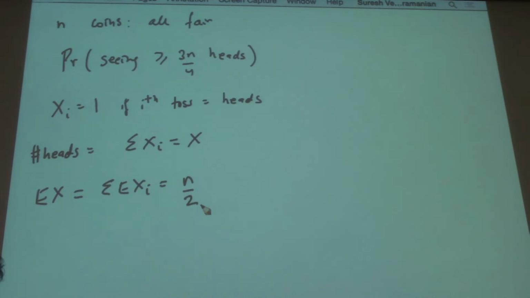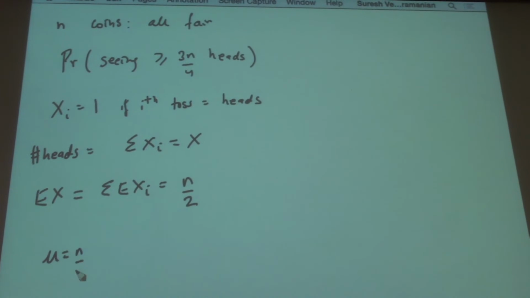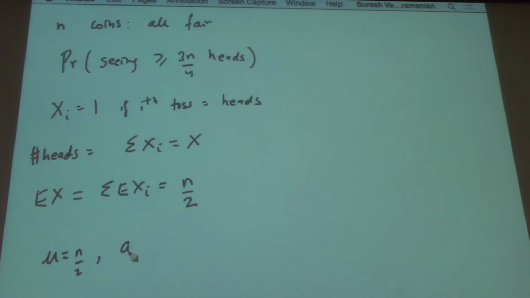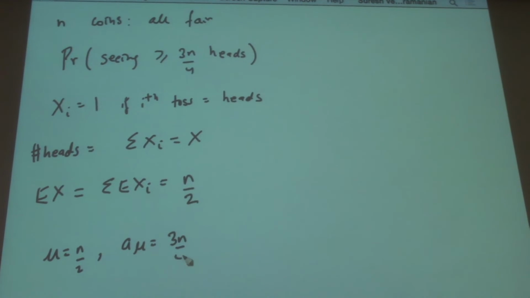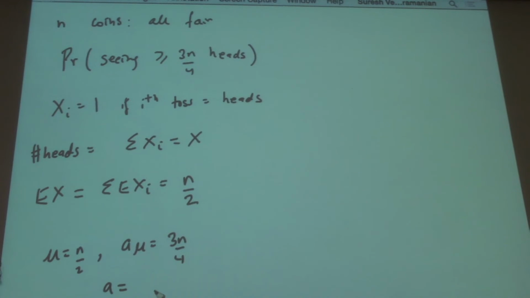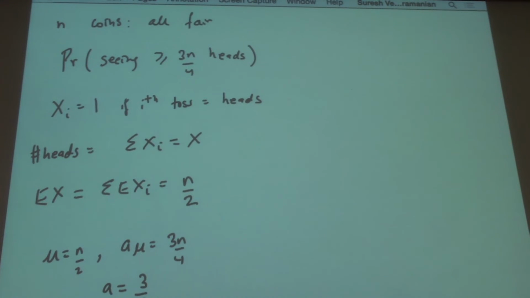Okay. So we want to know the probability that we see more than 3n over 4 heads. Well, if mu is equal to n over 2, and we want a target that's a times mu to be equal to 3n over 4, what is a? A should be equal to 3 halves. Thank you. So the probability by the Markov inequality that x is greater than or equal to 3n over 4 is less than 2/3. So the chance of seeing more than 750 heads if you toss 1,000 coins is less than 2/3 according to the Markov inequality.